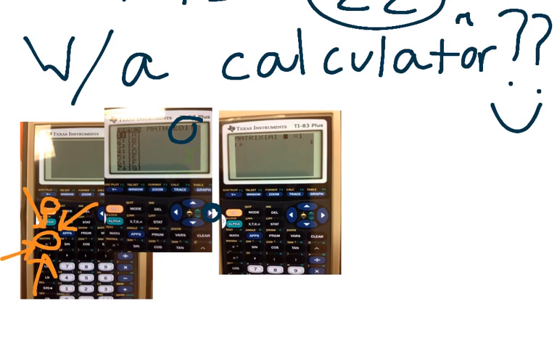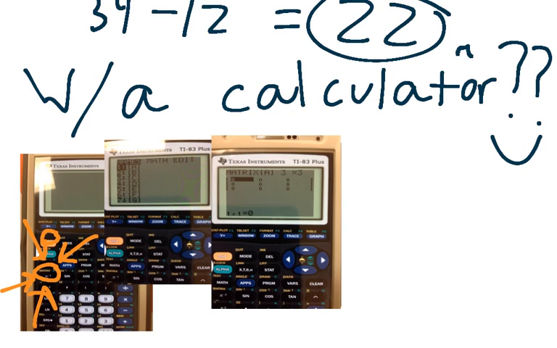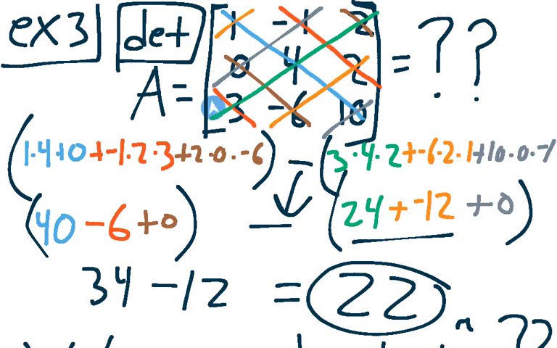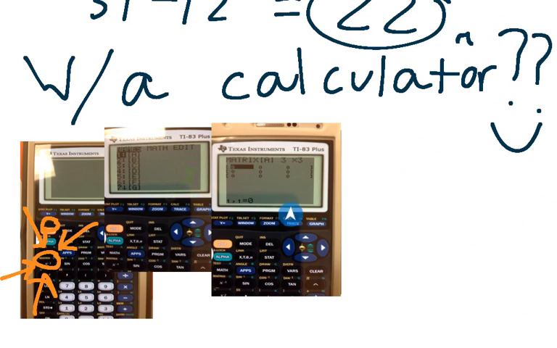Then you'll get a screen like this. So when you hit 3 by 3 and then press enter, now you got these 9 zeros, right? 3 rows, 3 columns. Well, just type in this matrix up here, right? 1, negative 1, 2, 0, 4, 2, 3, negative 6, 10. Okay, type those in, and you'll have a screen like this. So I've just typed in everything.